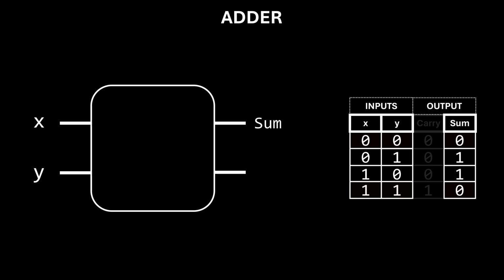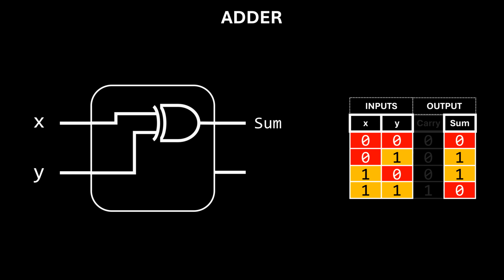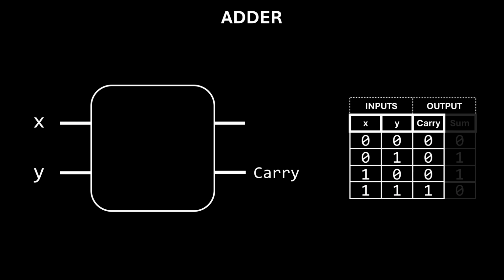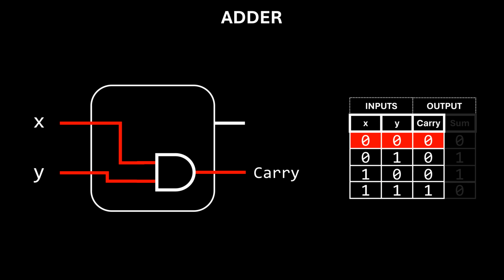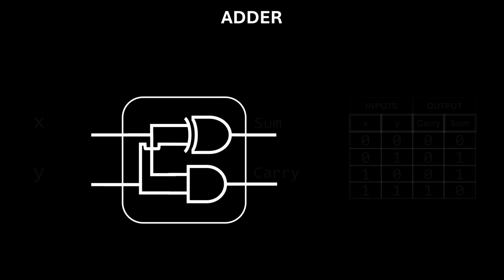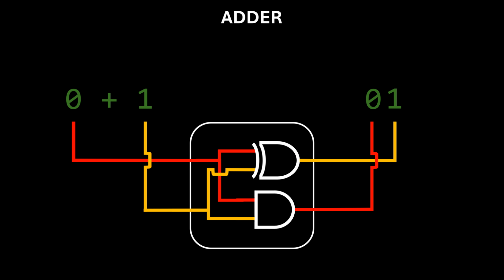Let's break down the sum. We require a circuit that outputs 0 when both inputs are the same and 1 when they differ. Does this sound familiar? It's precisely what an XOR gate accomplishes. So we've already solved half of the puzzle. For the carry output, we need a circuit that outputs the value 1 only when both inputs are 1. This matches the behavior of an AND gate. And there we have it. We've crafted a circuit capable of adding two single-digit binary numbers.